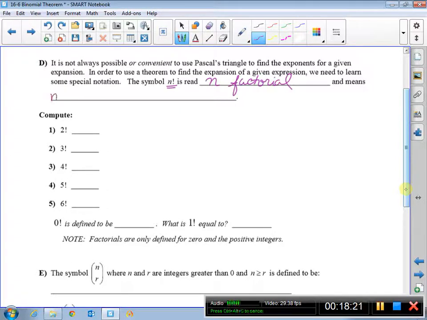And n factorial is equal to n times n minus 1 times n minus 2, and you keep multiplying all the way down to times 1. So it's the product from the number down to 1. So 2 factorial is actually 2 times 1, just 2. 3 factorial, 3 times 2 times 1, that's 6. Go ahead and do the rest of these. Pause, get ahead of me.